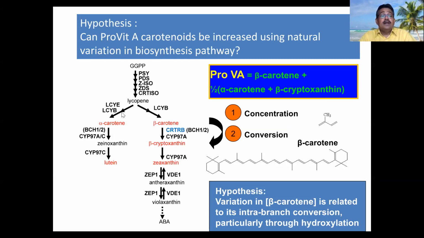Then there are two branches. The alpha carotene is converted to lutein, and beta carotene to zeaxanthin. There are many intermediate enzymes which convert that, and finally you end up with lutein. In this branch, beta carotene is converted into beta cryptoxanthin, then cryptoxanthin to zeaxanthin, then antheraxanthin, then violaxanthin, and finally ABA. This is the pathway existing in maize, which has been established by many biochemists.